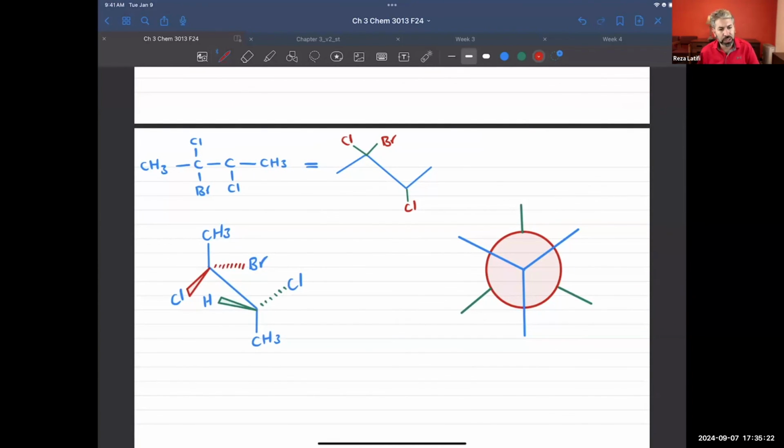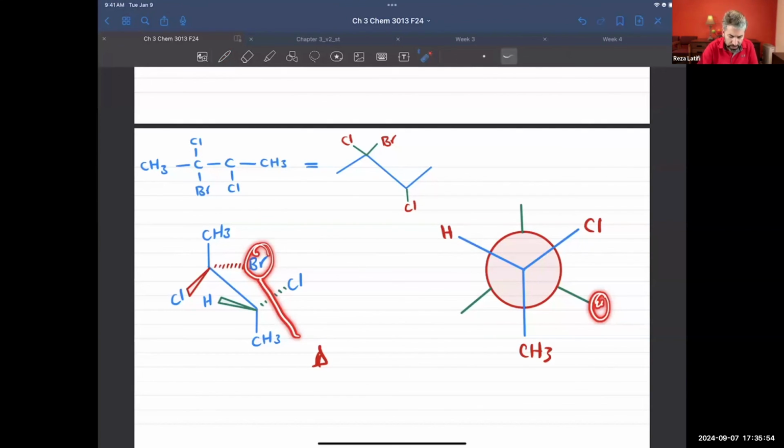Okay, front carbon, let's say we are looking from this direction. The front carbon has CH3 pointing down, a chlorine on the right side, and hydrogen on the left hand. Where is the bromine? If I look for the bromine, it will show up between the chlorine and methyl. So bromine should be here, and I'm going to put the bromine there. Let me write in a different color. That's going to be a bromine.